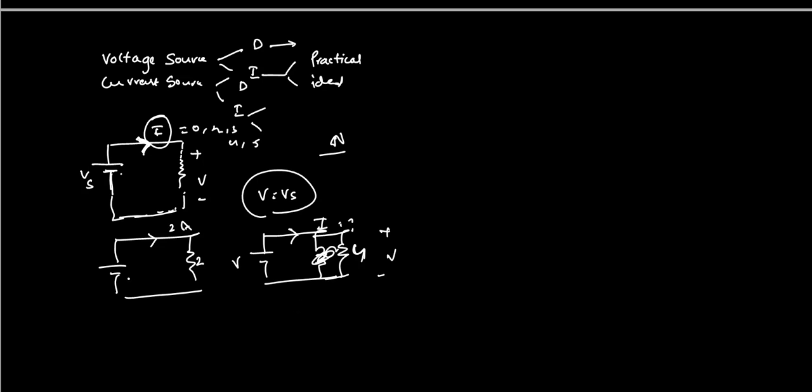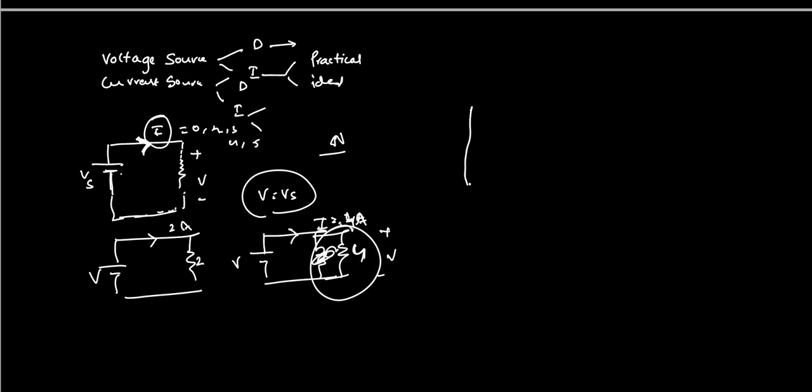So if I have a voltage V and I replace it with 4 ohms, the current now becomes 4 amperes. What is the voltage? The same Vs only. Whatever may be the current.